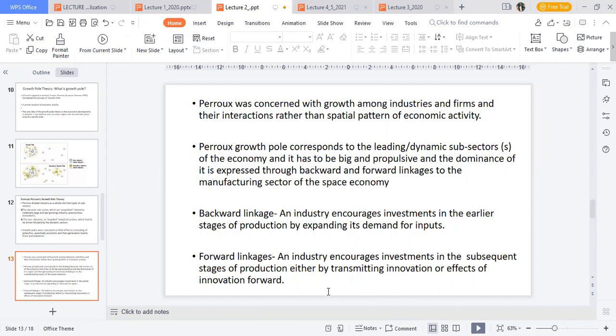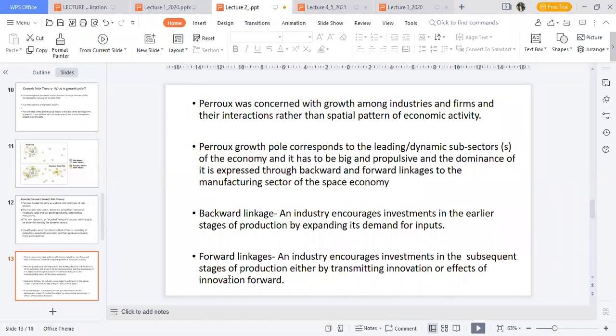Okay, that's the meaning. So an industry encourages investment in the subsequent stages of production, either by transmitting innovations or the effect of innovation forward. So it's either the smaller company is being impacted or gains something from the bigger industry because of how it started or because of its connection with them.